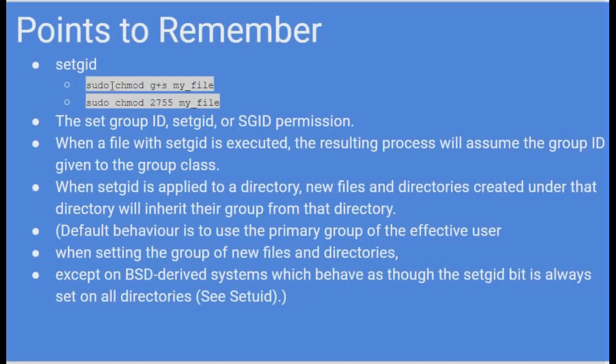On the other hand, there is a command to set the group ID. For example, the command is chmod g+s, which means setting the SGID for the group itself. Alternatively, you could use 2 for setting GID. So if somebody is trying to run the file, the resulting process will assume the group ID given to the group class. If we run the program, it will assume the group of that original file, and it will run with the permissions of the group.